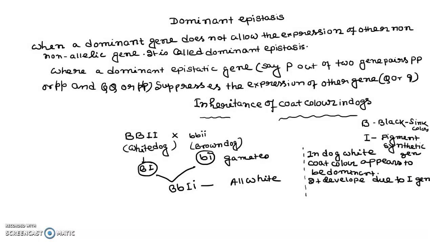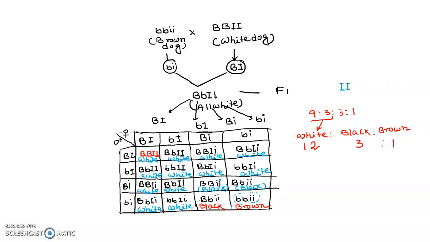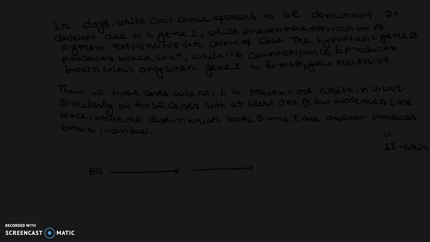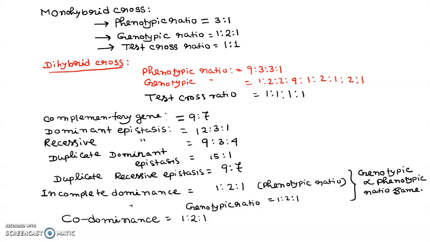Now coming to dominant epistasis, we have already looked at it. Now we see the ratios. Monohybrid cross: phenotypic ratio 3:1, genotypic ratio 1:2:1, test cross ratio 1:1, reciprocal test cross ratio 1:1. Dihybrid cross: phenotypic ratio 9:3:3:1, genotypic ratio 1:2:2:4:1:2:1:2:1, test cross ratio 1:1:1:1.